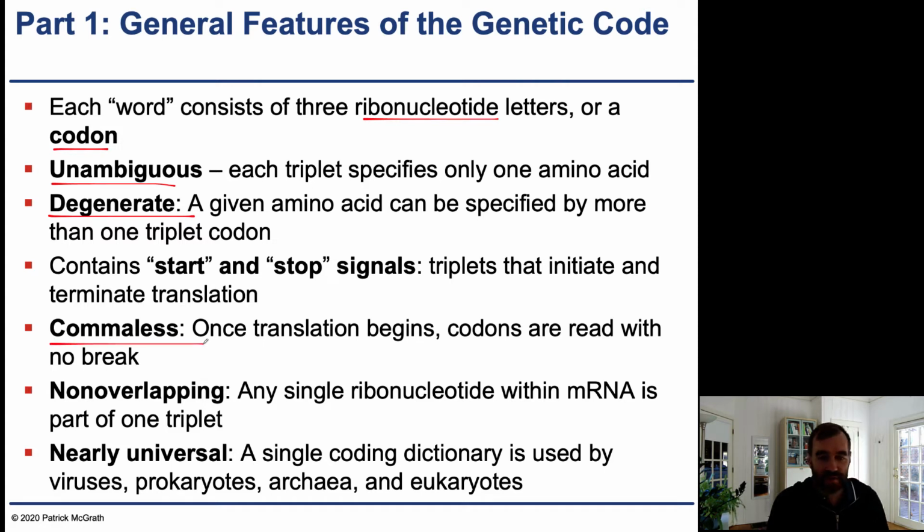It's commaless. So once translation begins, codons are read with no break. Every 3 nucleotides are read, and if you add an extra nucleotide, you completely change the frame. So there's no indication like these are the 3 nucleotides that are part of the codon. It's non-overlapping, so a single ribonucleotide belongs to one and only one triplet. And then it's nearly universal.